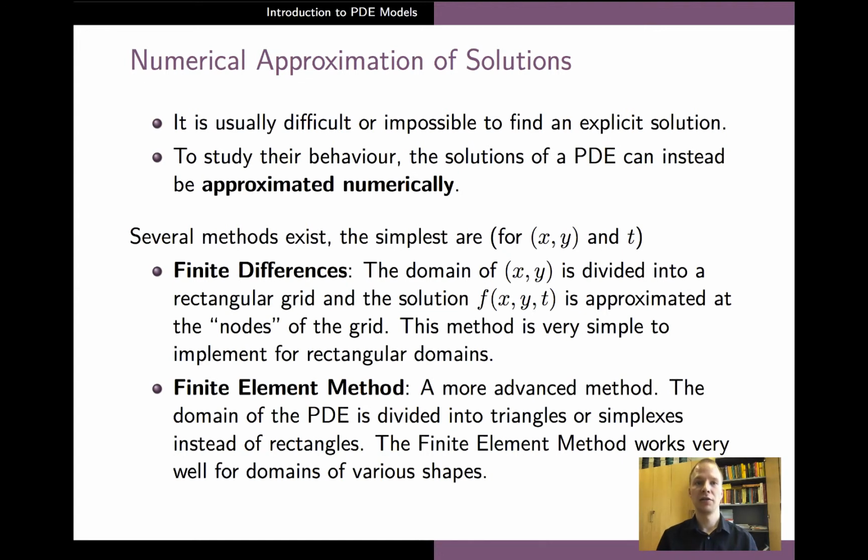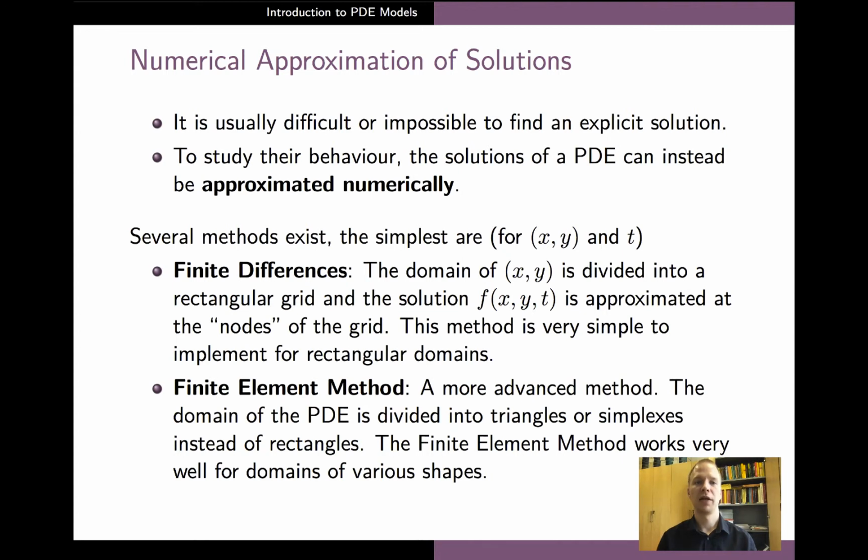In the finite difference method, the domain of the PDE is divided into small rectangles or cubes, and the solution of the equation is approximated at the corner points of these rectangles. And one of the advantages of this method is that it's very simple to implement in the case where the domain is rectangular.